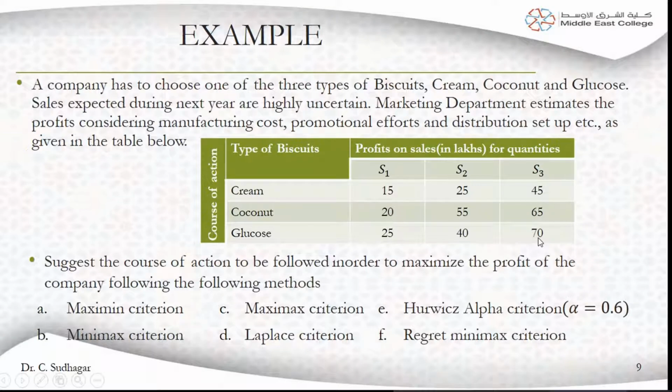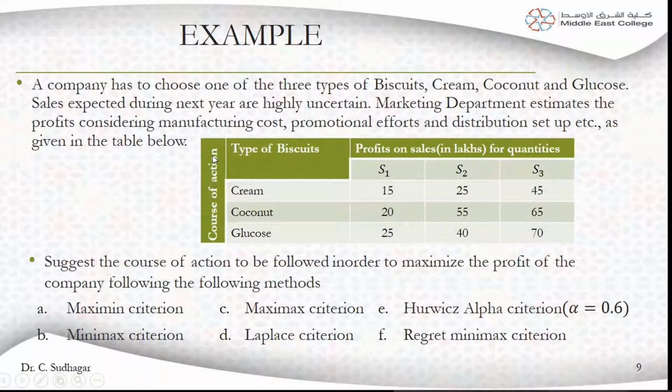Please note that you are not going to make all three types of biscuits, you are going to make only one type of biscuit. That is the question: a company has to choose one of the three types of biscuits. They are going to make only one type for the next season. Now you are going to make the decision based on these different criteria: maximax criterion, Hurwicz criterion, minimax, Laplace and regret criterion.